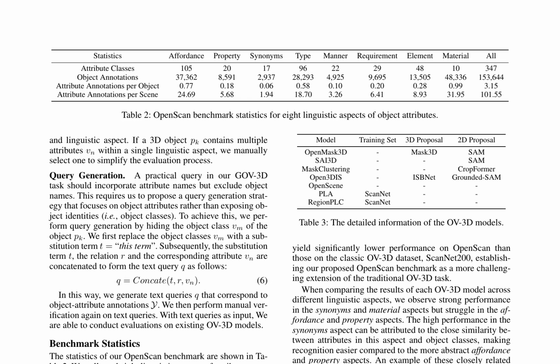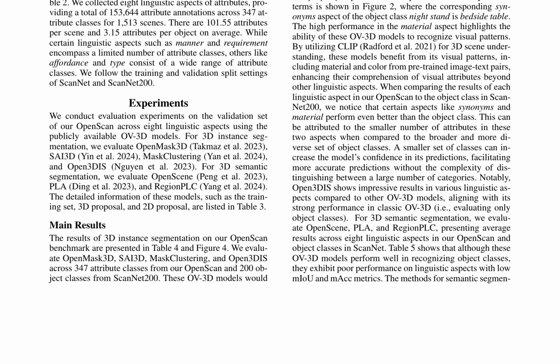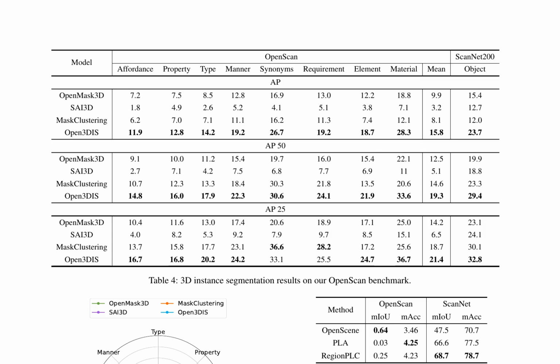The OpenScan benchmark statistics show a total of 153,644 attribute annotations across 347 attribute classes for 1,513 scenes. The evaluation of OV3D models, such as OpenMask 3D, SAI3D, mask clustering, and Open3DIS, highlights strong performance in the synonyms and material aspects but struggles in the affordance and property aspects. The results indicate that certain aspects like synonyms and material perform even better than object classes, suggesting the model's ability to recognize visual patterns and comprehend visual attributes beyond object classes.